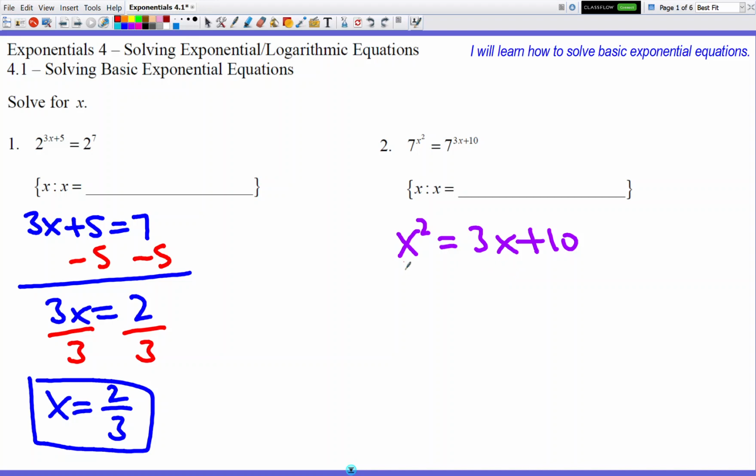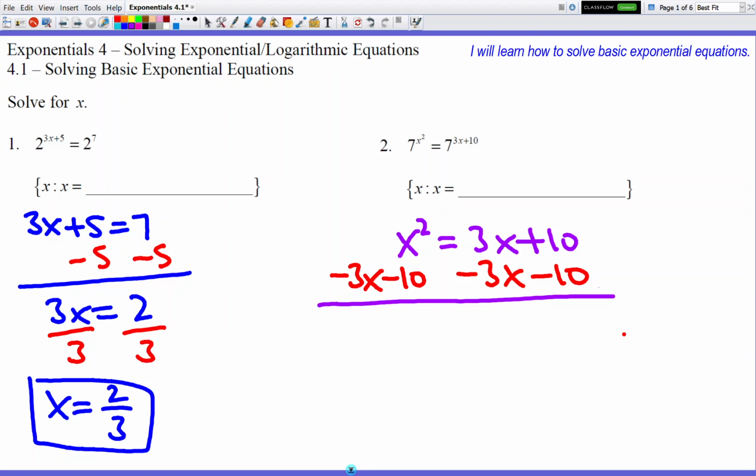I want to keep x squared positive, and since it's positive right now, I'm going to move the 3x and the 10. I know that's more movement, right? I have to move two things compared to just one, but it's going to make the problem so much easier. So I'm going to move the 3x and the 10 to the left side. When that happens, the like terms on the right side cancel out, so you get 0 on the right side. And since nobody's like terms on the left side, you just get x squared minus 3x minus 10.